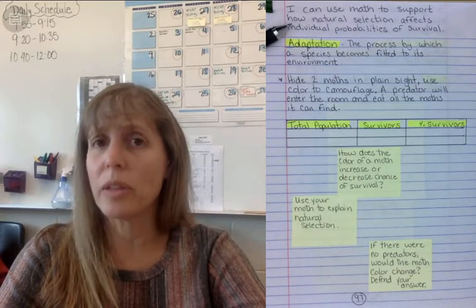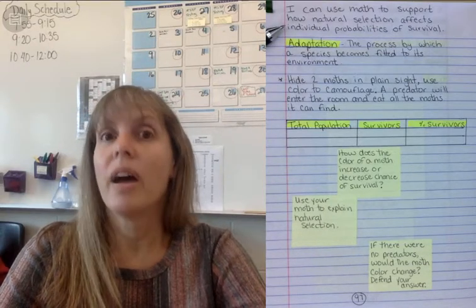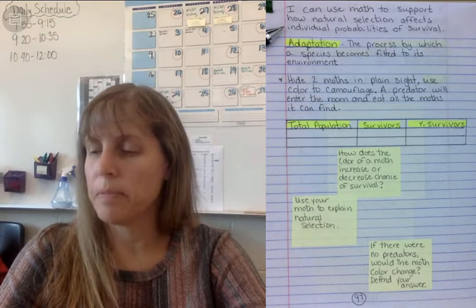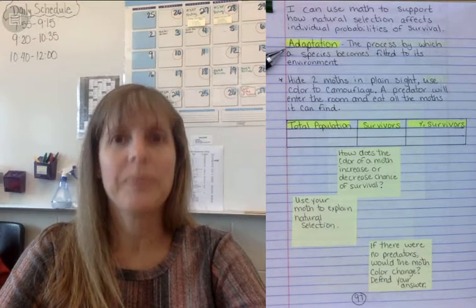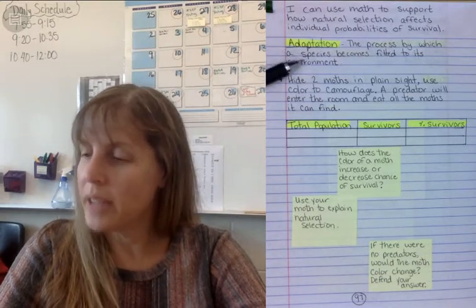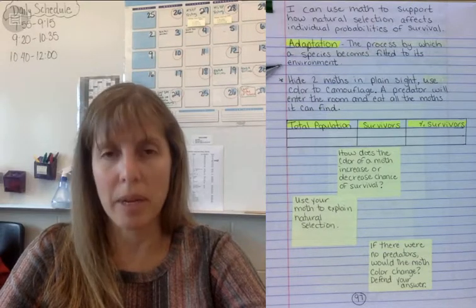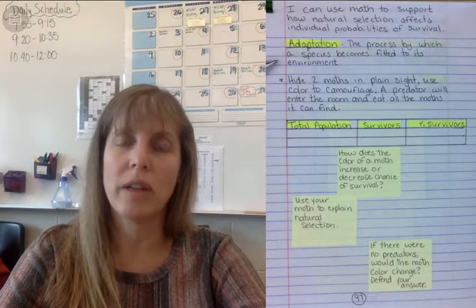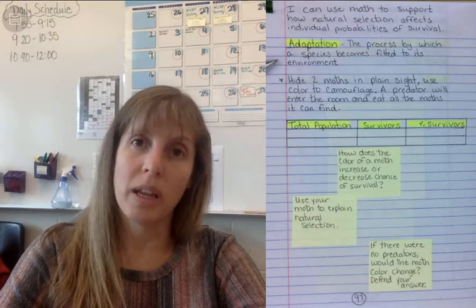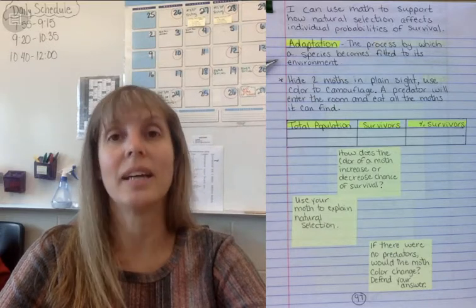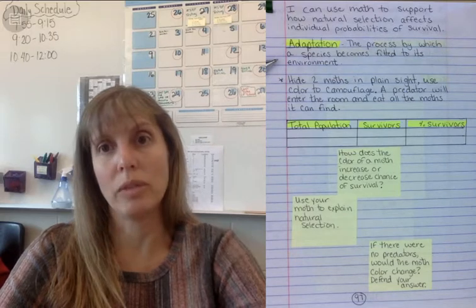We're going to use math, look at adaptations, and find out what kinds of things give organisms a better chance at survival. So our key term for this page is adaptation. Say it with me, adaptation. It's the process by which a species becomes fitted to its environment. Now listen, a fish can't just decide to grow feet or grow lungs, but there might be a fish that grows bigger gills that can live in a pond that has less oxygen than another fish, right? And so that fish will live longer.